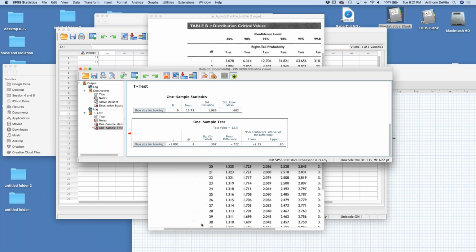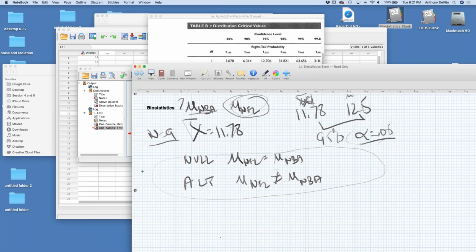So in this case, I failed to reject the null hypothesis. I don't accept the null hypothesis because I haven't proved the null hypothesis true. All I've done is I don't have enough evidence to say I can reject it. So I can't say it's true, but I can't reject it either.